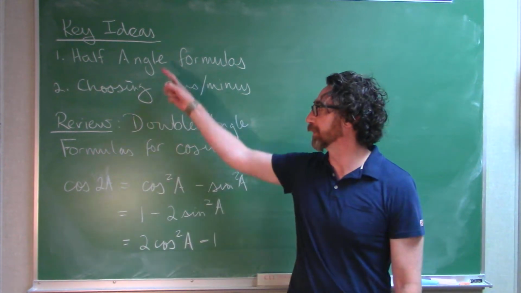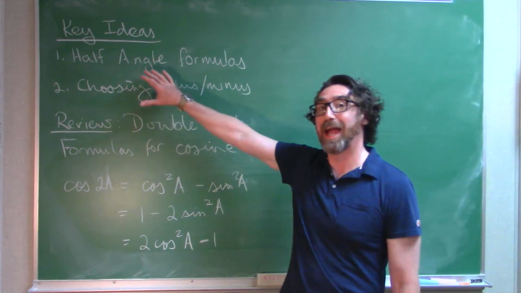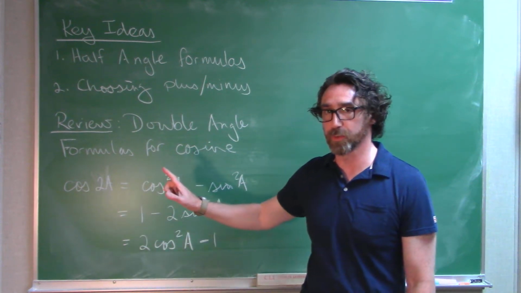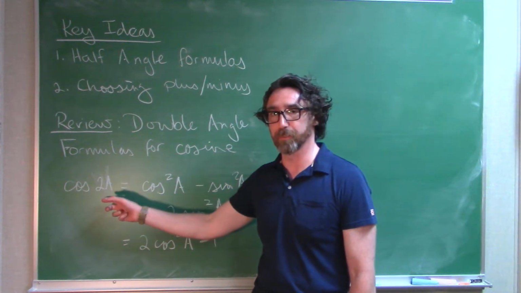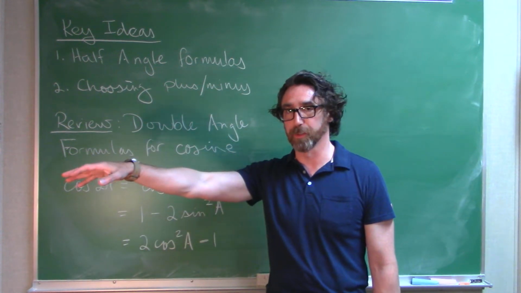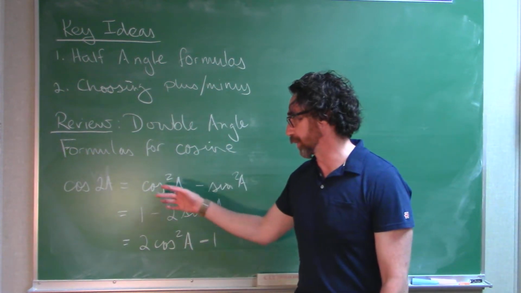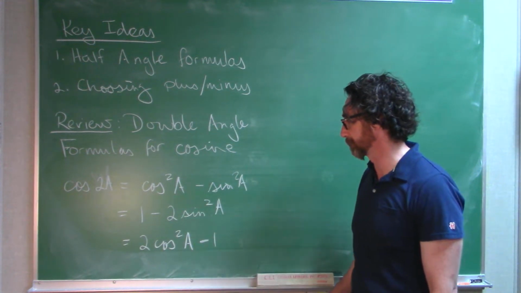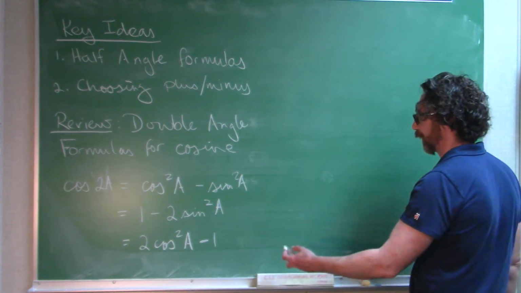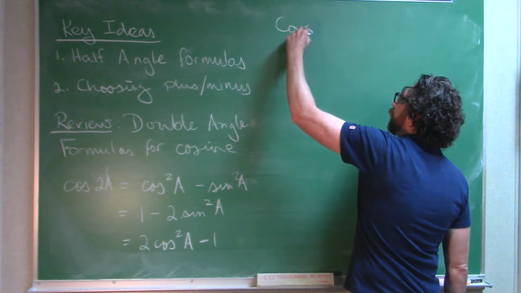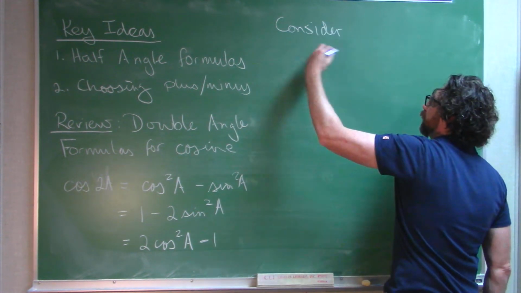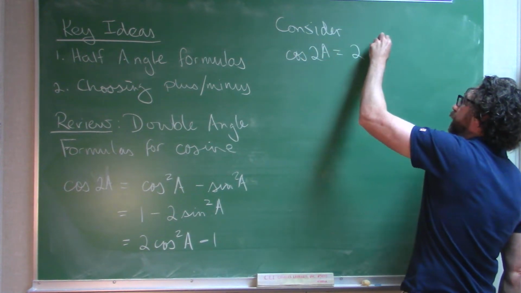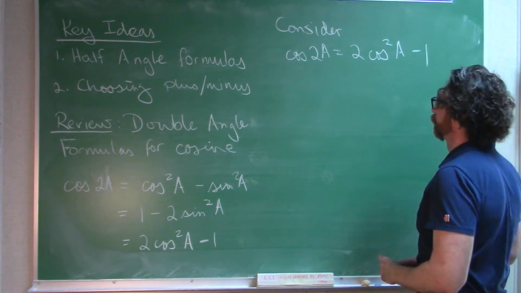Okay, so before we get to the half angle formulas, we need to review the double angle formulas for cosine. Now remember, these come from the angle addition formulas that we talked about earlier on in the course, and there are three versions for the cosine. In particular I want to look at this one. Cosine 2a is equal to 2 cosine squared a minus 1.